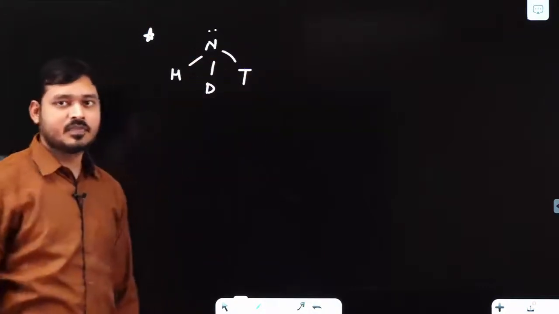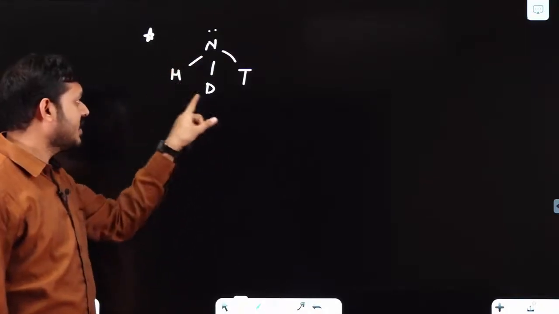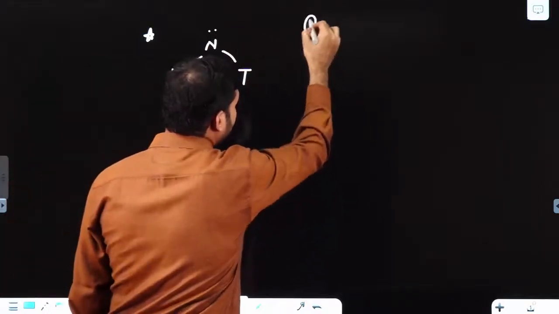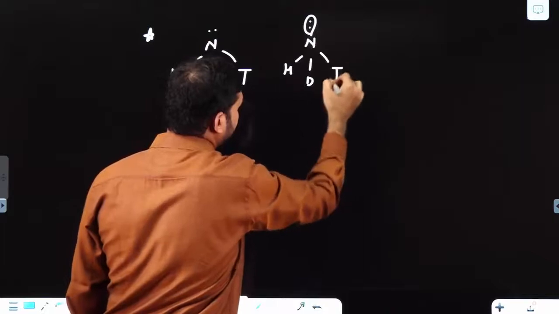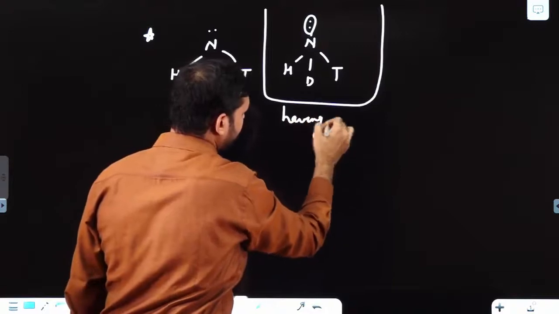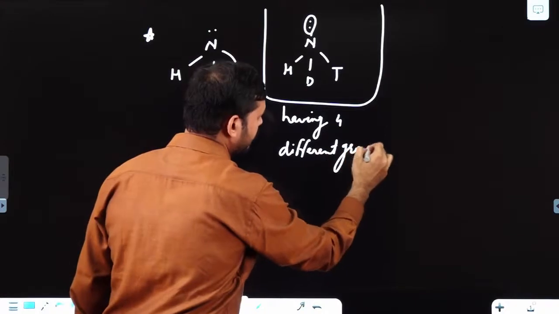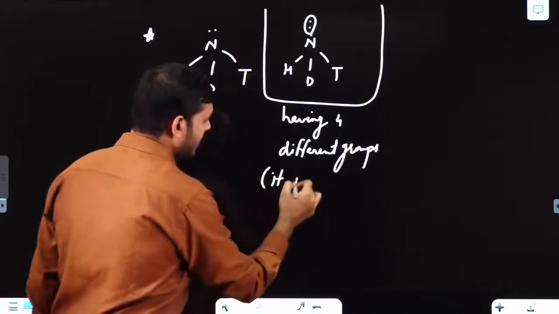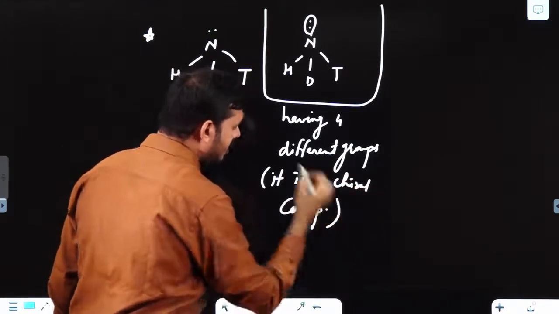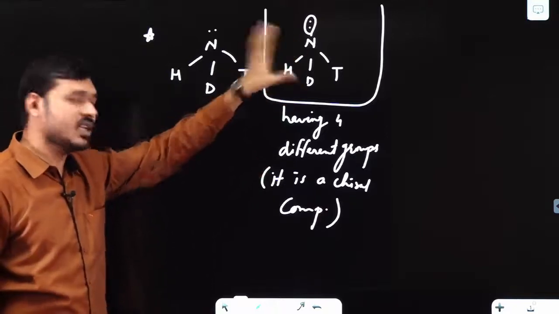Check this one. See, in this question, what happens? This nitrogen is having a lone pair, hydrogen, deuterium and tritium. We can say this as nitrogen having CH4, it is a chiral compound. As it is a chiral center and only one chiral center, so this particular thing is a chiral compound.